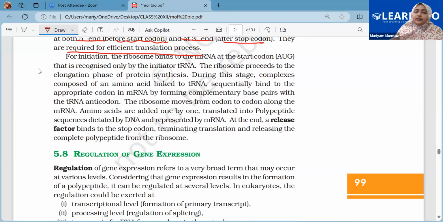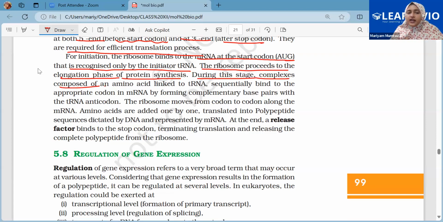Now, for initiation, the ribosome binds to the mRNA at the start codon, AUG, that is recognized only by the initiator tRNA. The ribosome proceeds to the elongation phase of protein synthesis. During this stage, complexes composed of an amino acid linked to tRNA sequentially bind to the appropriate codon in mRNA by forming complementary base pairs with the tRNA anticodon. The ribosome moves from codon to codon along the mRNA.